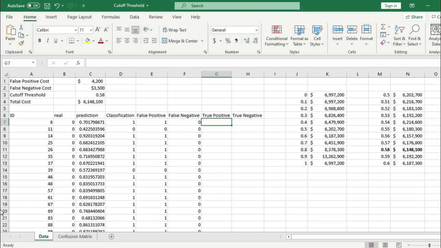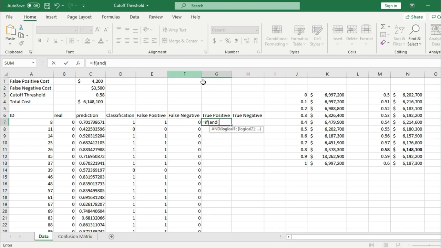We will use the function IF, also the function AND, and in the specific case of the true positive, those are the observations that were predicted as ones and that were actually ones. So they were positive, they were predicted as positive, and they were actually positive. So the two conditions that have to be complied are that we predict that this F7 is a 1, and also that the real observation was a 1. So we close the two parentheses.